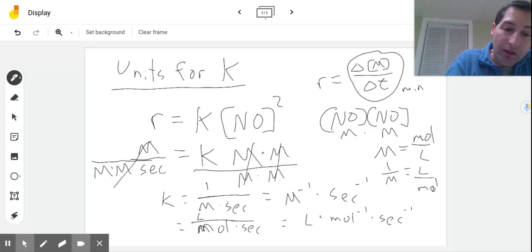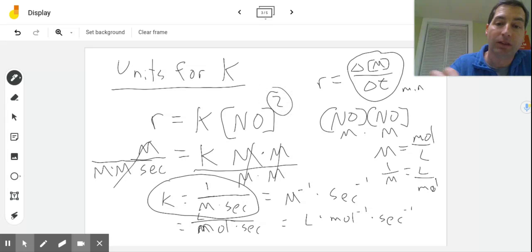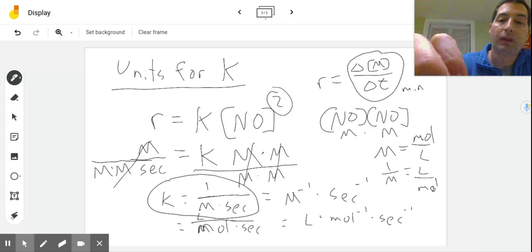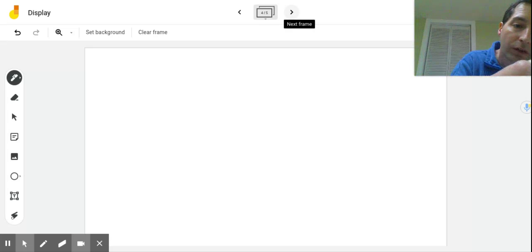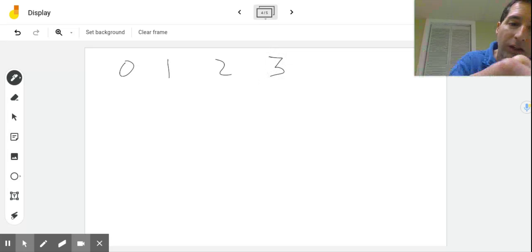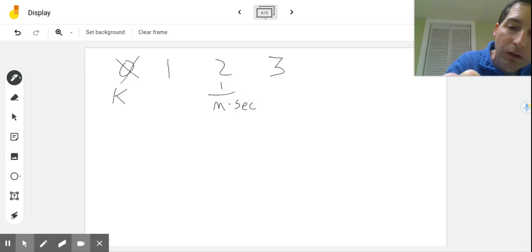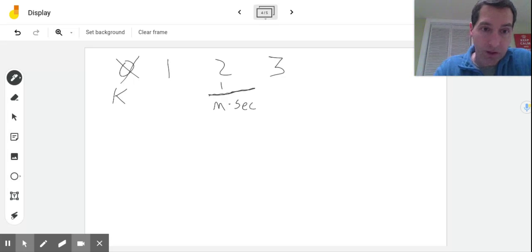So we have this 1 over molarity times seconds, and that's if it is second order. So let's just keep track of it here. We got first, second, third. We're not going to have a 0 order. So for second, the value for K is 1 over molarity times the time, which we decided we were going to use as seconds. You will have to look at the specific case for the problem that you're looking at.